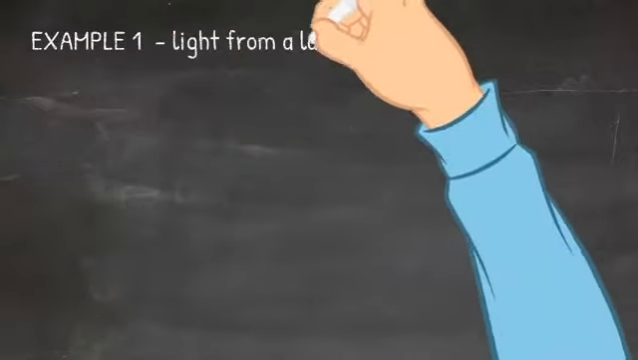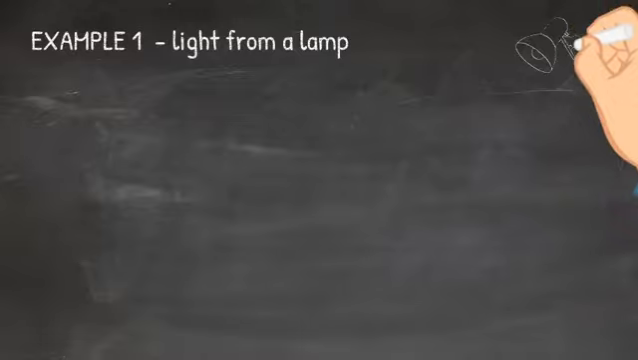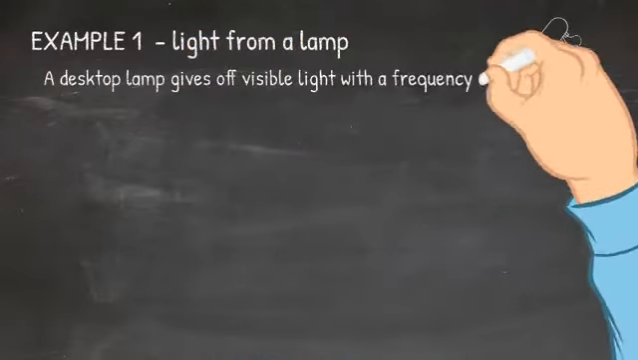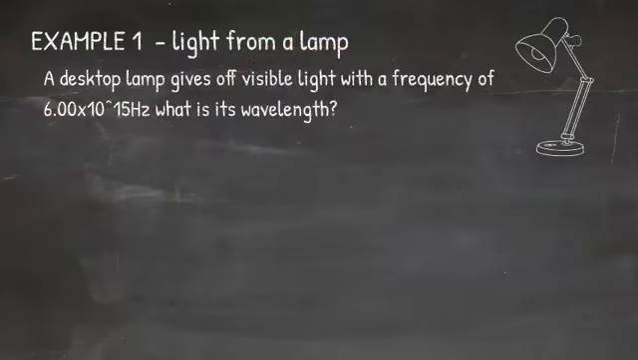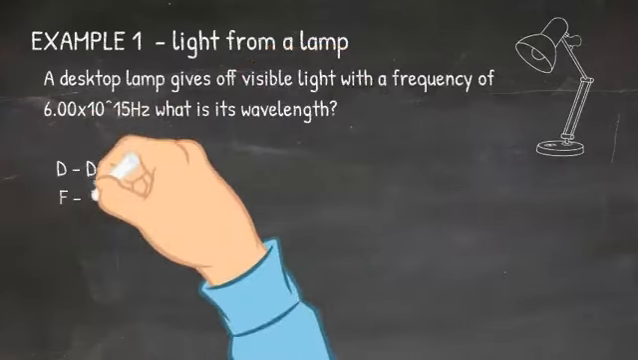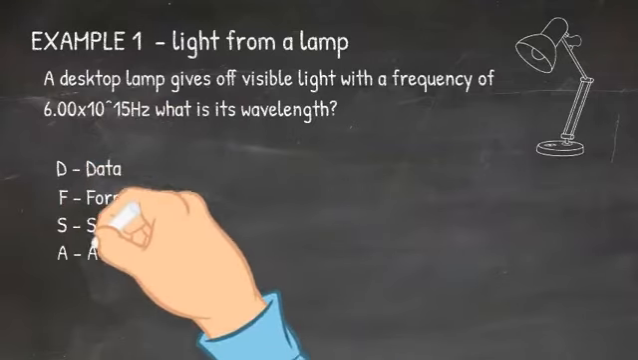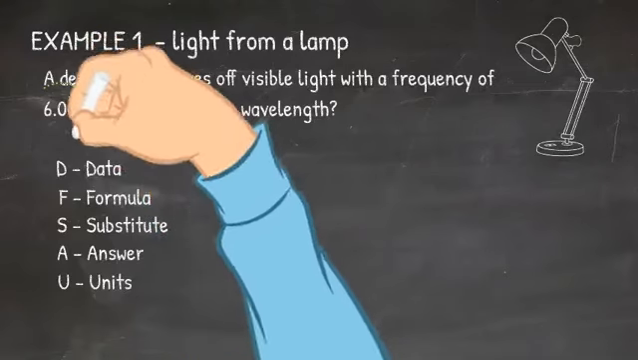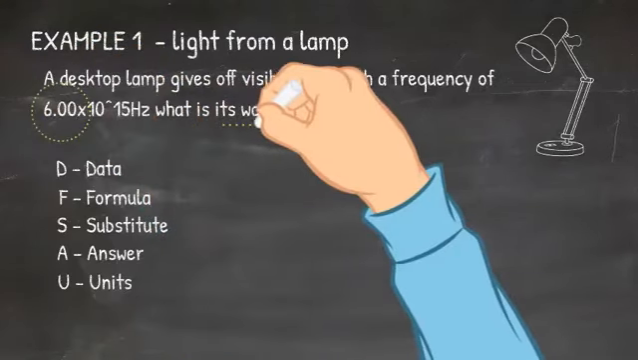So let's look at an example question. Light from a lamp. Now, imagine a desktop lamp gives off visible light with a frequency of 6 times 10 to the 15 Hz. What is its wavelength? Now, if we use the data, formula, substitute, answer and units method, we can circle the data in the question and underline what it is asking us to calculate.